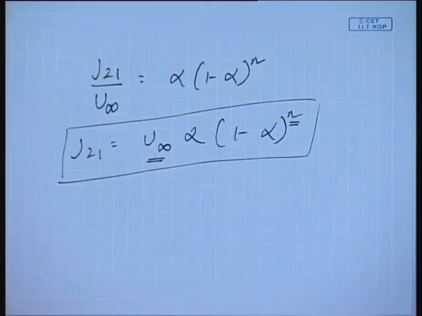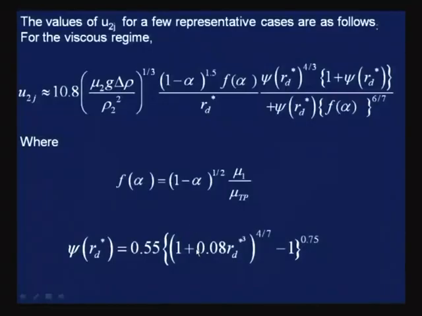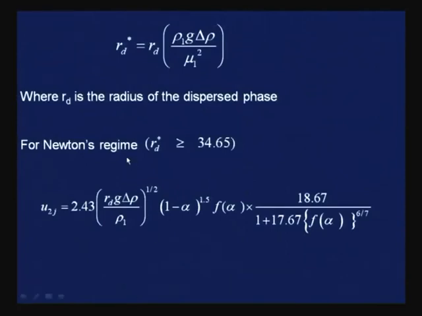Now, for certain cases, the values of U2J and J21 have been proposed in several textbooks. I have just written down these equations for your convenience. For the viscous flow regime, these equations are just for you to note. You need not memorize them. For the viscous regime, this is the equation. Then for the Newton's regime, this is the equation.